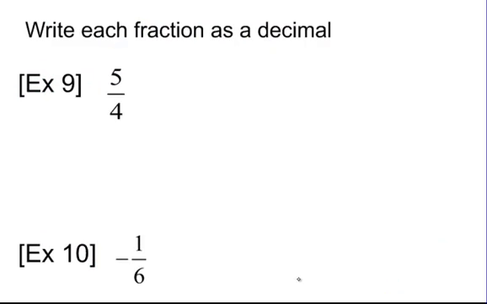Now, what about these? Well, the easiest thing I can do here is pretend it's like a quiz or a test. Here I see 5 over 4. Write each fraction as a decimal. 5 is bigger than 4, so the numerator is bigger than the denominator, and that's okay. I just know that it's going to be bigger than 1. We are going to put the 5 inside. Sorry, whatever goes on top goes inside.